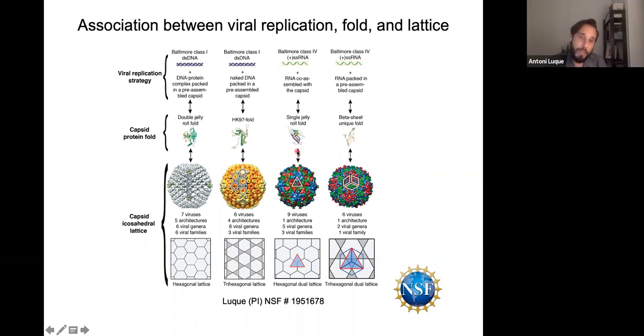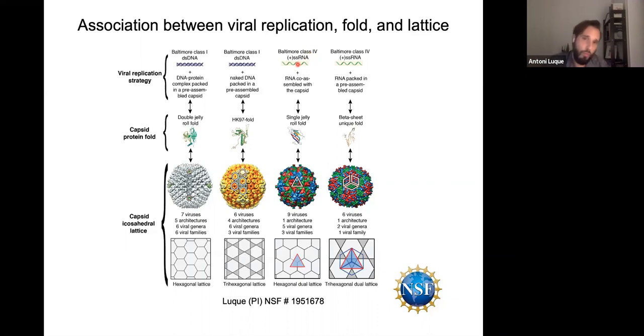When you look at how they assemble, they form the capsid, they co-assemble with the RNA genome. So they pack everything together. They don't form a pre-assembled capsid. And this RNA is positive single-stranded RNA. So it's part of what is called the Baltimore class 4 that classifies viruses based on how they encode the genome and how they replicate it.